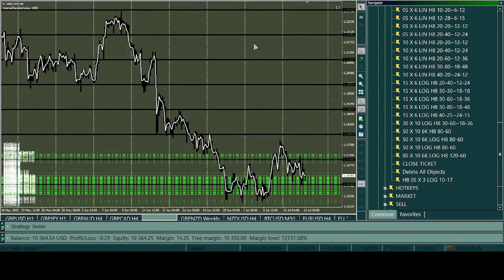Pound Swiss. I think I put sell limits up there. So I got buy limits and sell limits on this one. A little bit of everything. I spread it around, you know. It's equal opportunity.